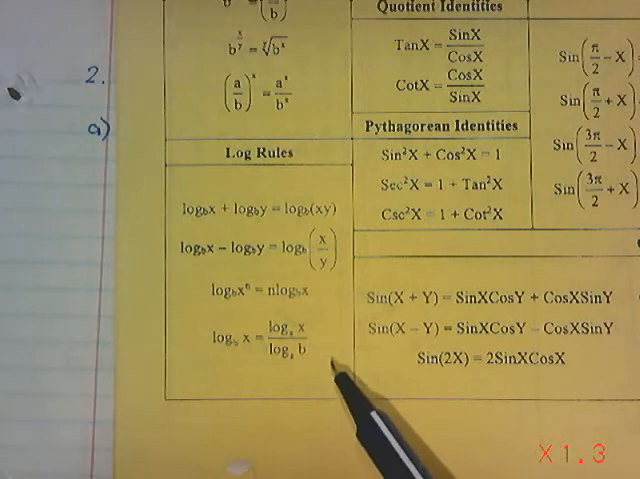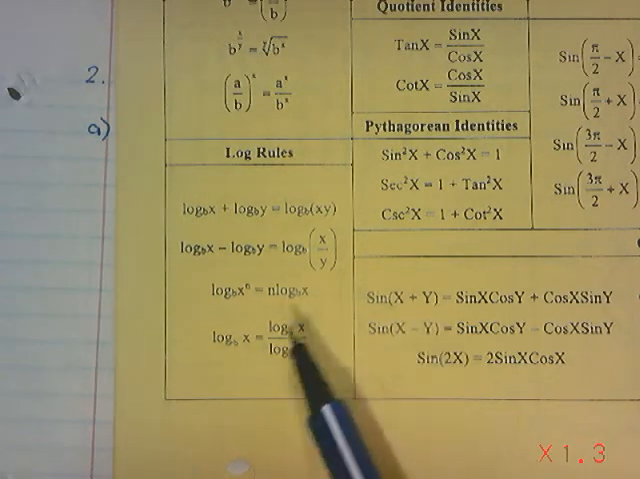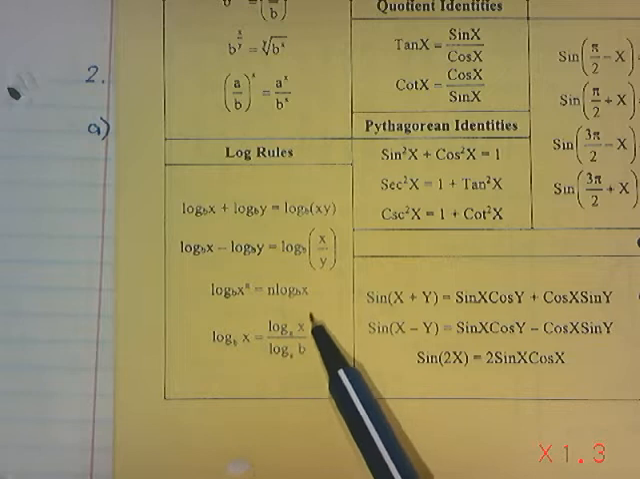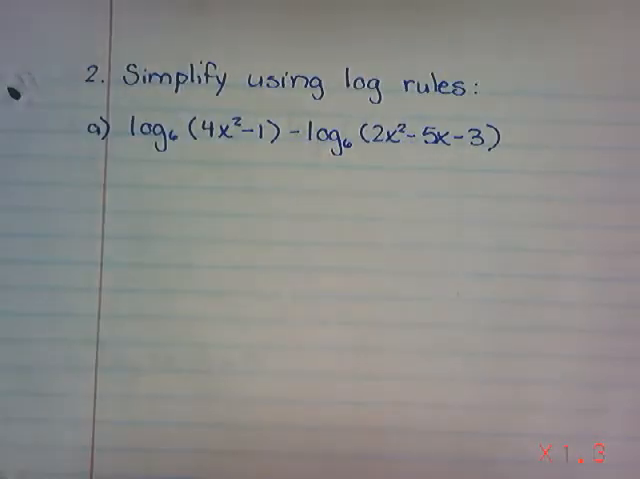And then our fourth rule is change of base, which we used on the previous question. It says that you can change to any base you like, as long as you do log with your new base of the original argument, divided by log with your new base of the old base. So we're going to take a look at the first question, question A.